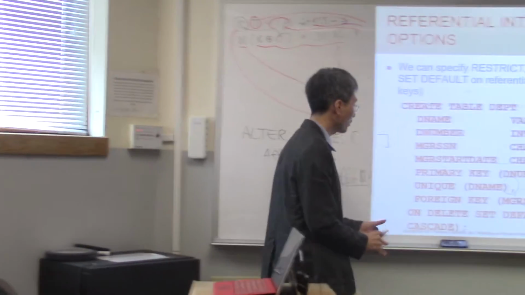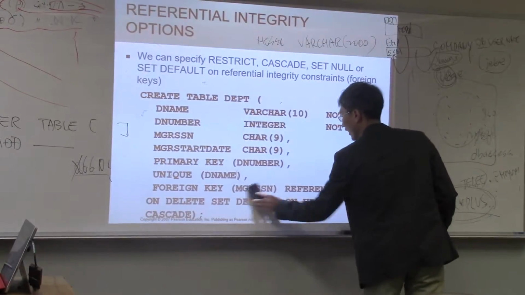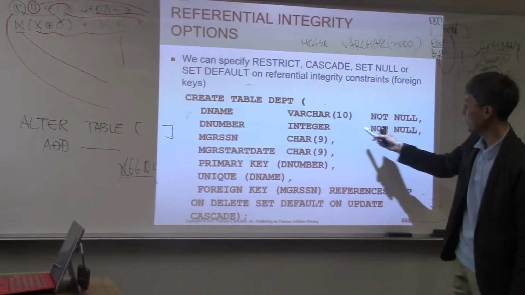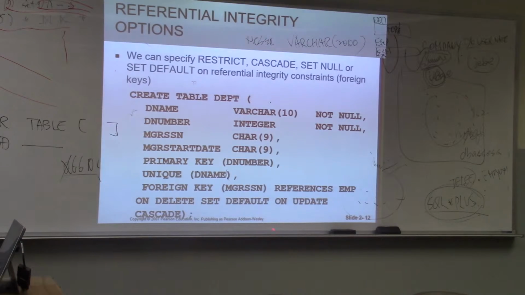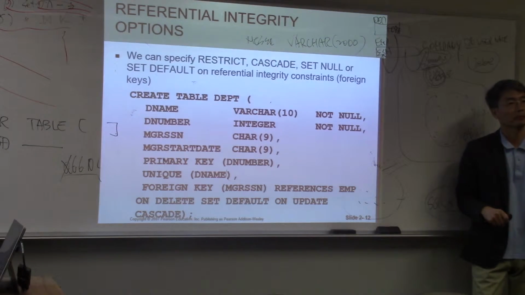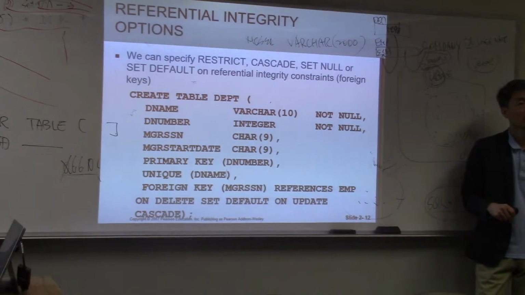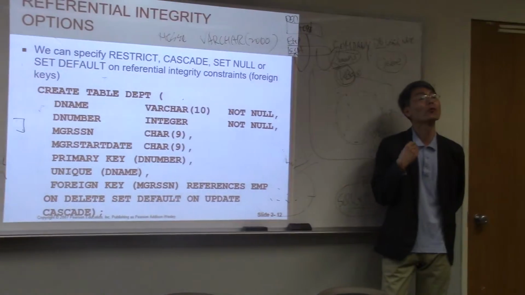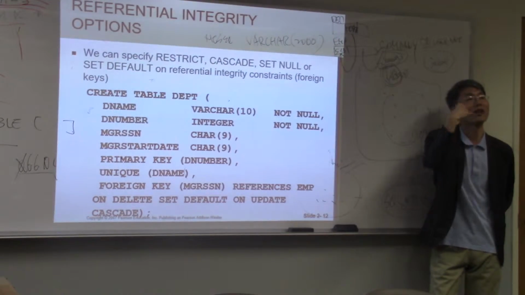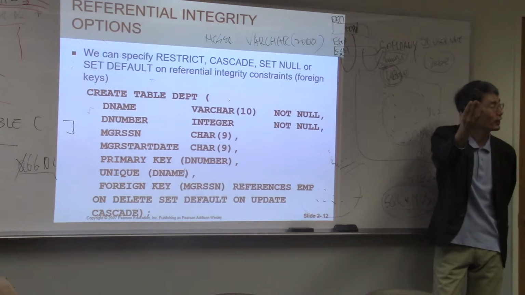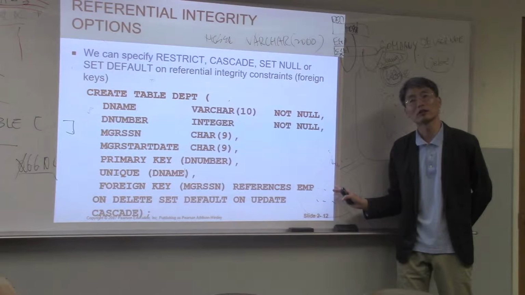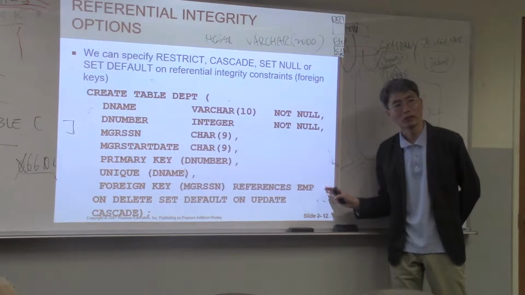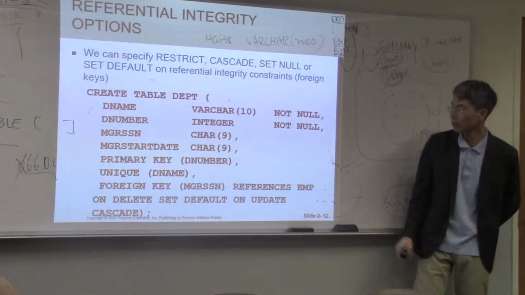So this is another example of creating a table with a detailed option. Same, except the foreign key. Foreign key, manager social security number, references employee. First, we do not have a column name. Any error? Do you remember? A foreign key usually refers to the primary key of the table. If you omit this part, the column name, it is automatically the primary key of the employee table. Okay, so there is no problem.